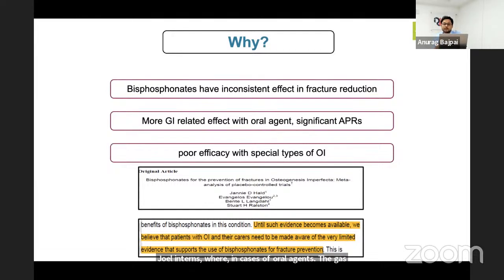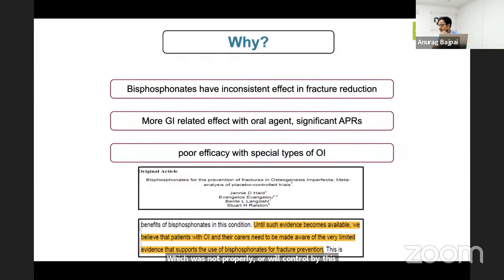Also, we all know that osteogenesis imperfecta was initially classified by the Sillence classification, with 4 major subcategories considering the collagen disorders. But later on, with the advent of NGS and other genetic studies, autosomal recessive and X-linked varieties were identified, special types of osteogenesis imperfecta which were not well controlled by bisphosphonates.